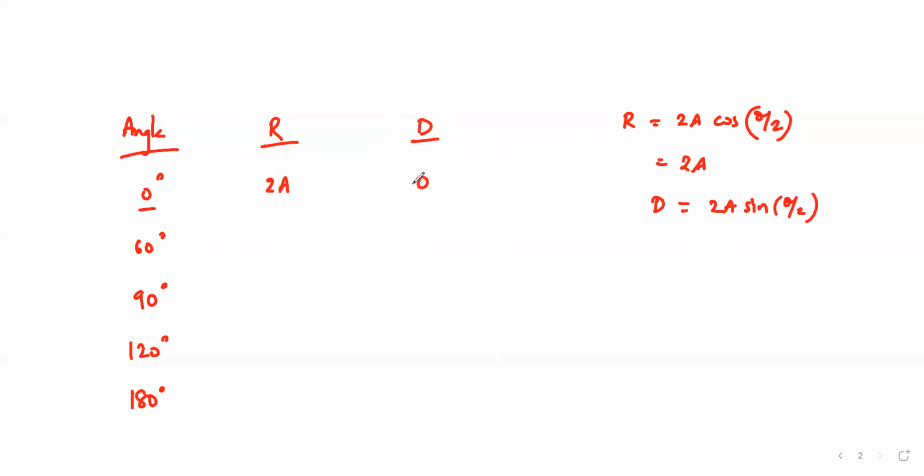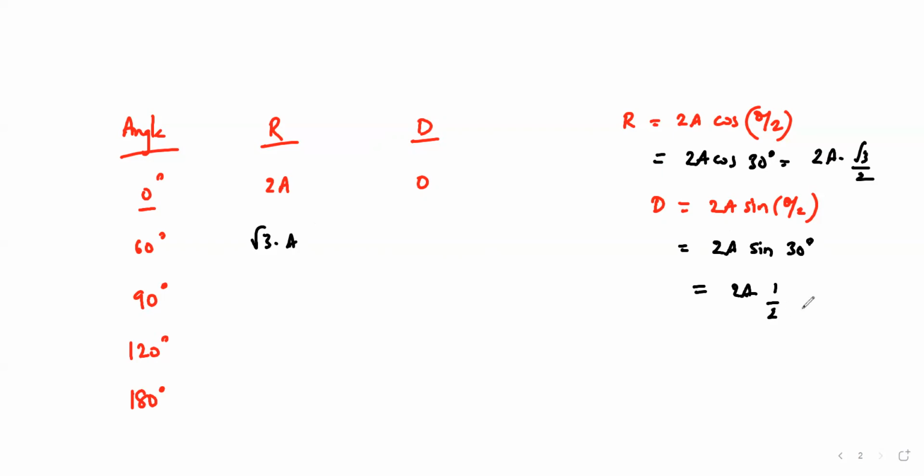Now take the case of 60. If theta value is 60, this will become 2A cos 30 degrees. You already know the value of cos 30, that is root 3 by 2. So you will be getting root 3 times A. And for the difference, 2A into sin 60 by 2, that is sin 30 degrees. So this is 2A into 1 by 2. This will be equal to A.